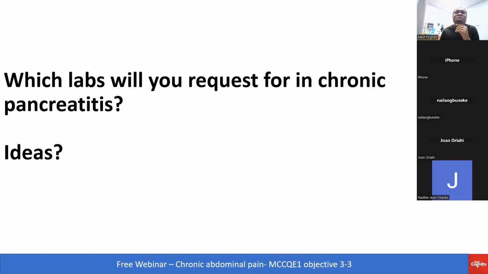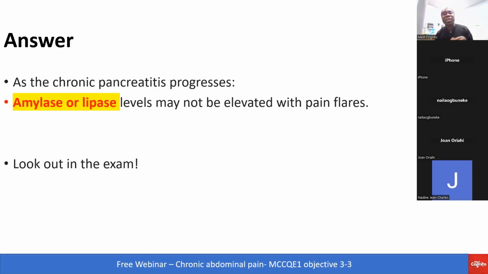Abdominal x-ray. When you do an abdominal x-ray, what will you find? Calcifications. What will best delineate the pancreas apart from abdominal x-ray? CT scan. Beautiful. CT scan. And will you be able to identify chronic pancreatitis on x-ray? So we're going to look at symptoms. Chronic pancreatitis, as it progresses, please write this one down: amylase and lipase levels may not be elevated, unlike acute pancreatitis, where amylase and lipase levels will be elevated.